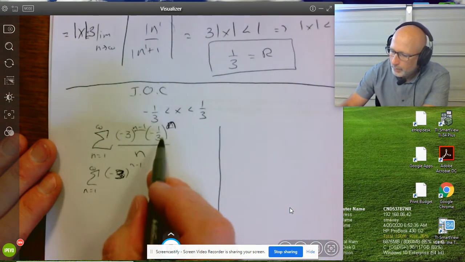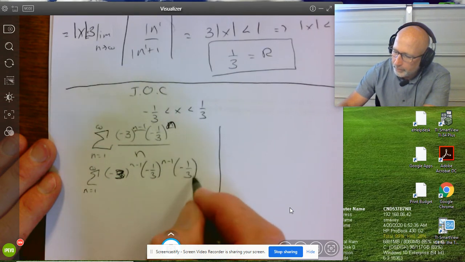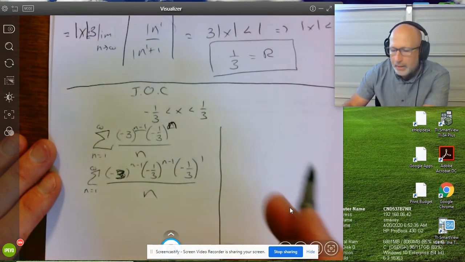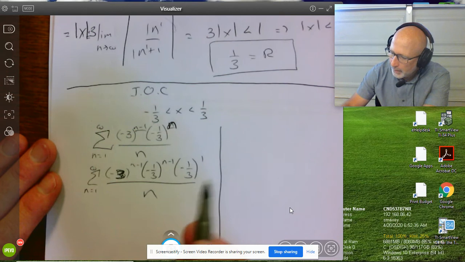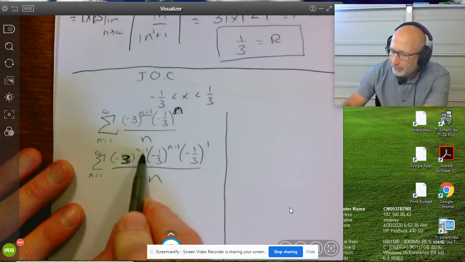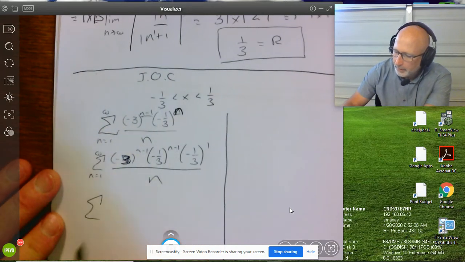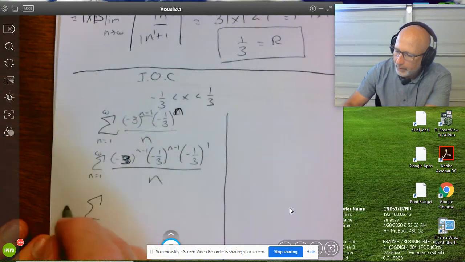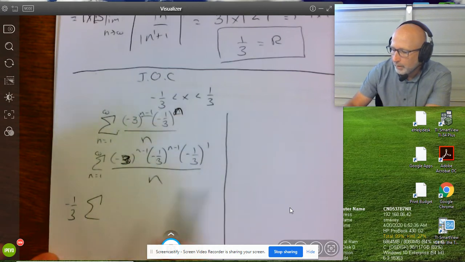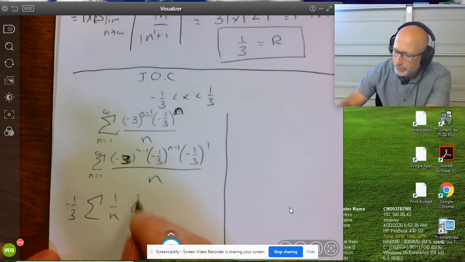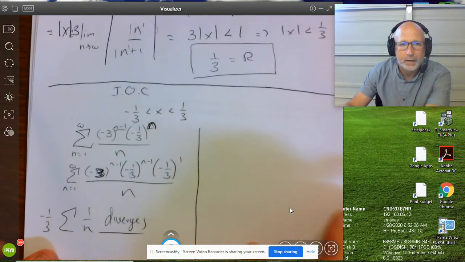So separate it. I'm going to rewrite this as negative 1/3 to the n minus 1 times negative 1/3 to the first power all over n. All I did is I took this right here, negative 1/3 to the power of n, and I split it apart. Okay, now why did I do that? Because now this is n minus 1 and that is n minus 1, so I can just combine those two. Okay, so this gives me the summation. This is negative 1/3, so I'm going to bring it out in front. And then this right here, negative 3 times negative 1/3, is just positive 1. So that's just 1 over n. And this diverges, by p series or harmonic. So in other words, this negative 1/3 is not included.